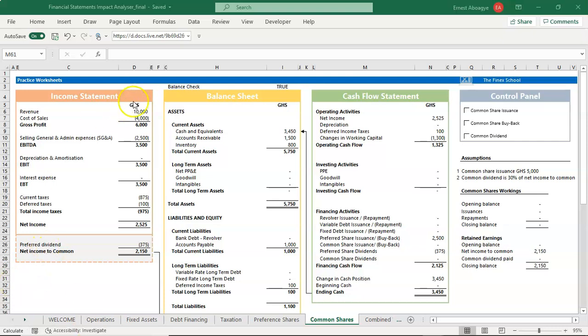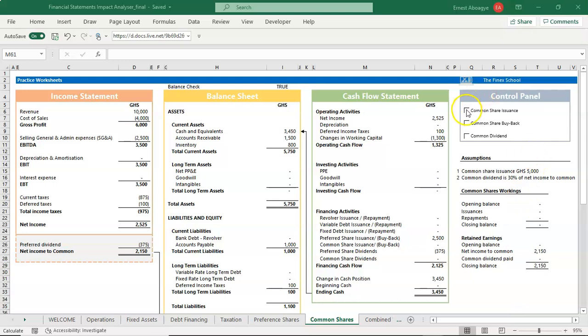We have some numbers in here already. It's purposeful. We want to show that because before we pay common share dividend, it's dependent on profit. So we just wanted to determine some profit here so we can use that to pay the common dividend. That's why we intentionally put in some numbers prior to time.